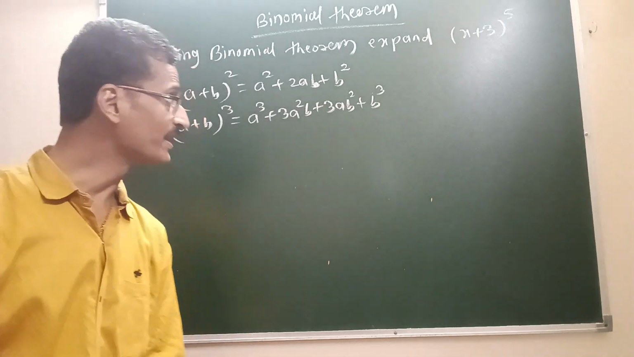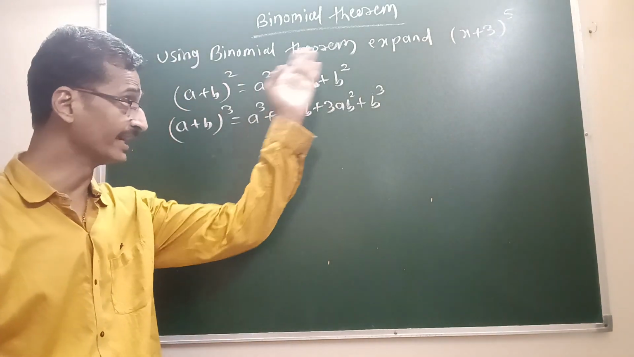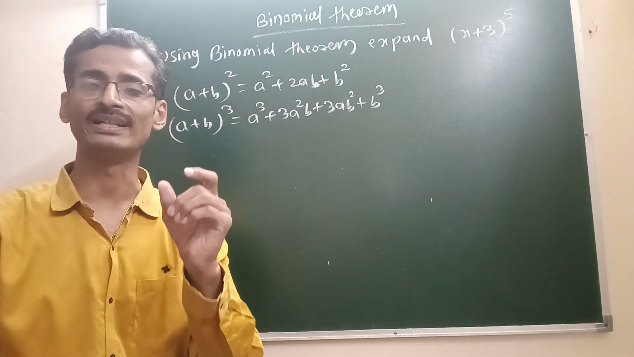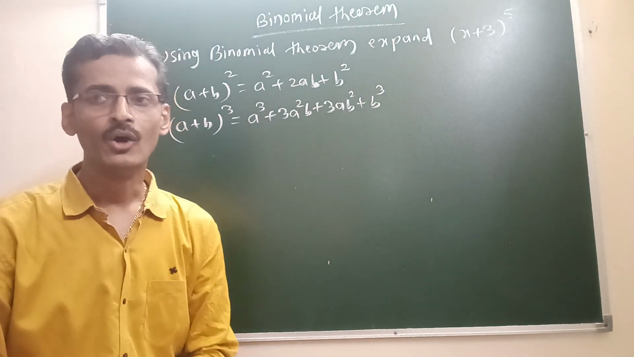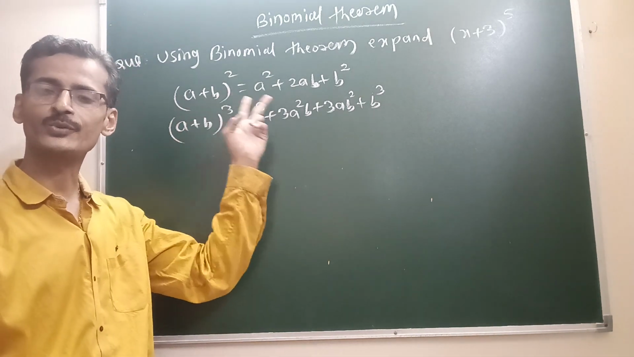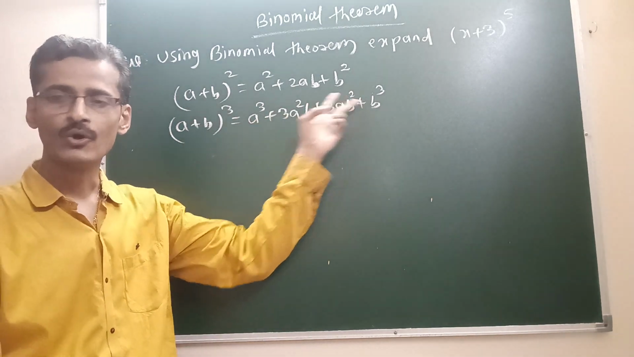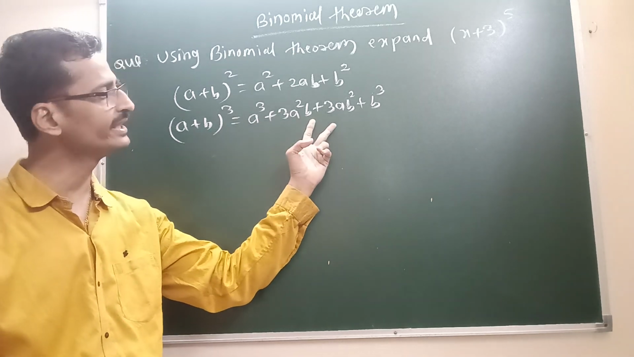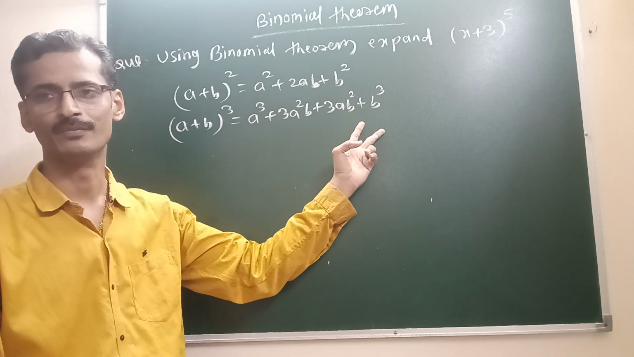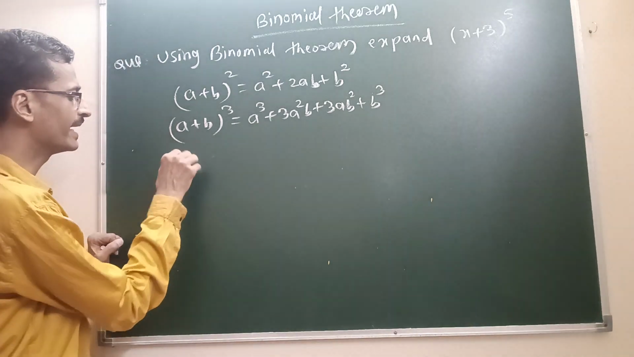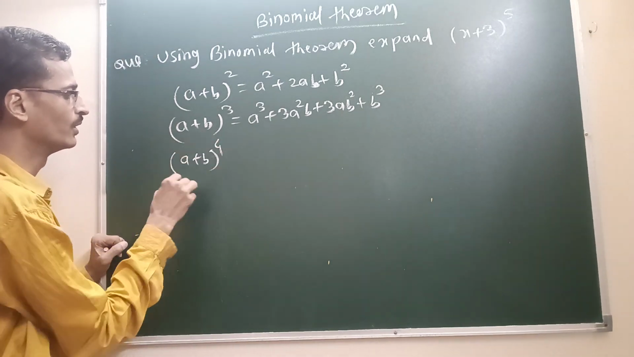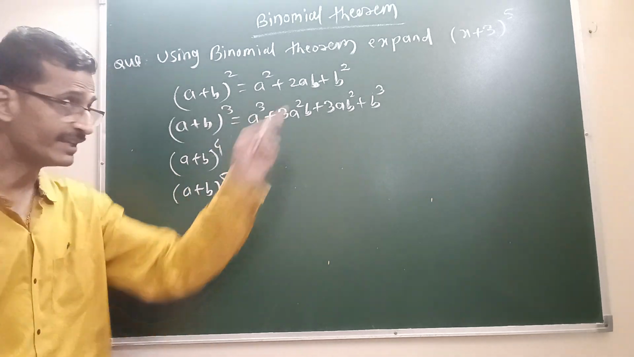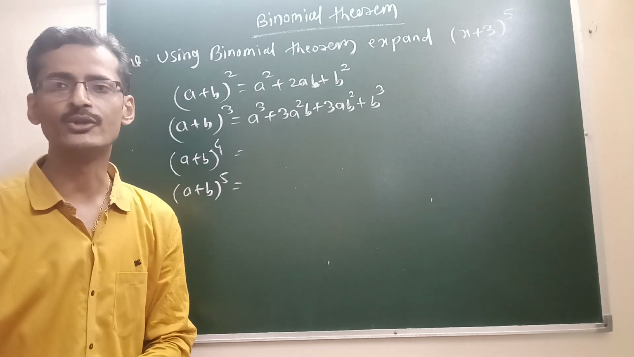Hello. Now here the question is: using binomial theorem, expand (x + 3) raised to 5. So first let us see what exactly the binomial theorem is. We know (a + b) squared is a squared plus 2ab plus b squared. We know (a + b) cubed is a cubed plus 3a squared b plus 3ab squared plus b cubed. Now suppose we want (a + b) raised to 4 or (a + b) raised to 5, how can we find it? Here we want (x + 3) raised to 5.